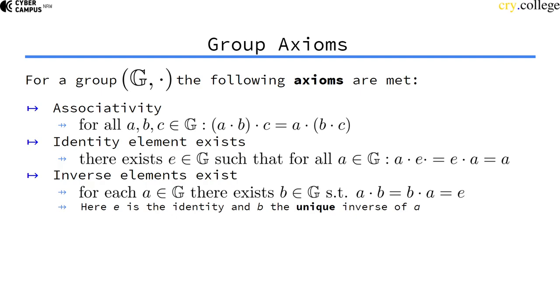And inverse elements exist. That means for every element A, there exists another element in the set of the group, B, such that if we combine them with the binary operation, we end up back at the identity element. Then we say B is the unique inverse of A, because every element has only one inverse.